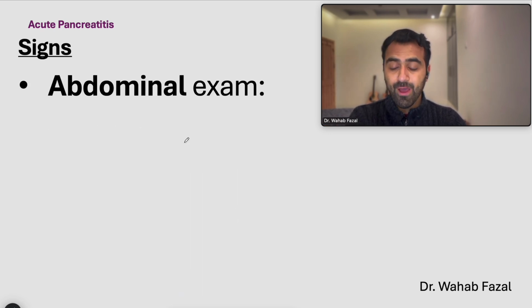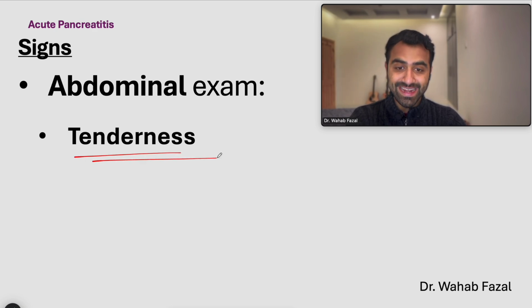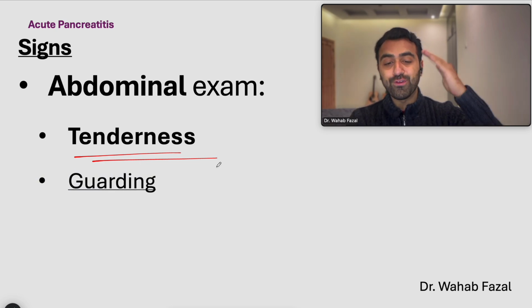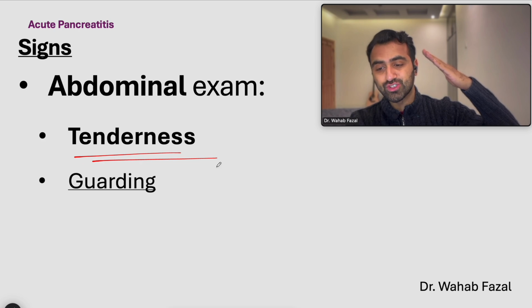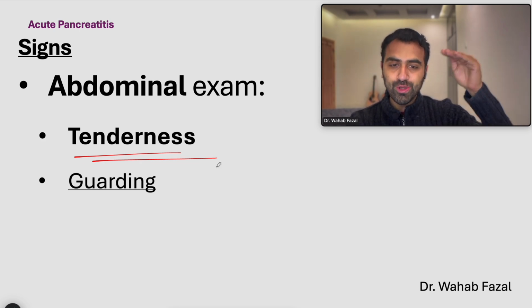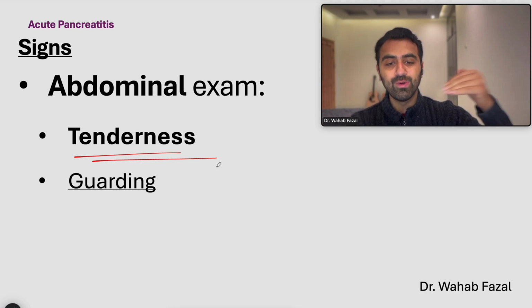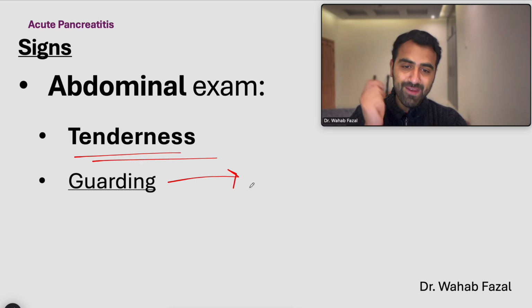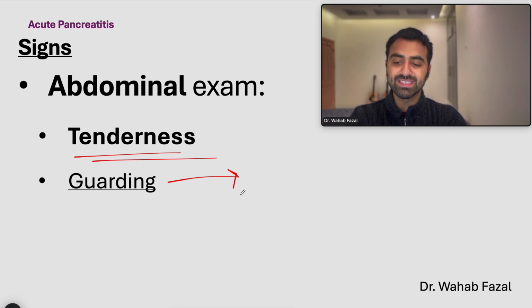What are the signs? Well, on abdominal exam, you can find tenderness, definitely, because the patient is in a lot of pain. There's active inflammation in that epigastric region of the pancreas, so if you press down, you'll find pain. The patient will try to stop you and tense up their abdomen so you can't press into their epigastric region. This is called guarding, where the patient involuntarily tenses up their abdomen so as not to cause pain.